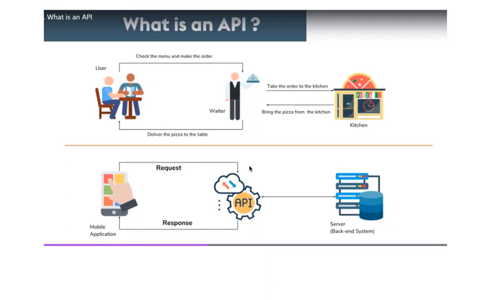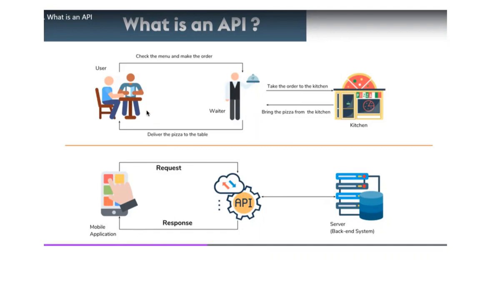Clear, or any confusion here? I had a small doubt. Yes, go ahead. Lakshman here. So in an API, we don't store any data, right? No, the data is completely in the server only. Correct. The message is carried by the API. It is a mediator.